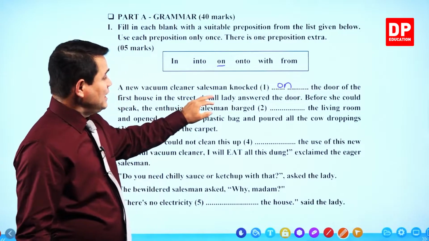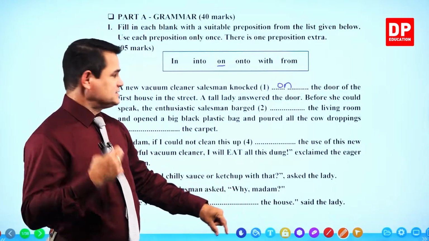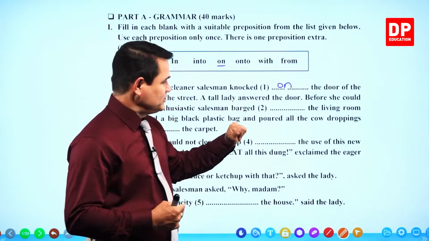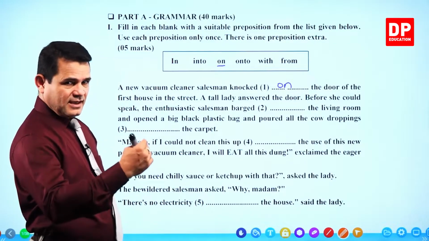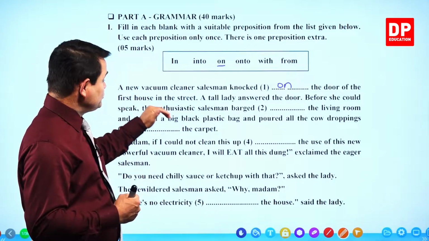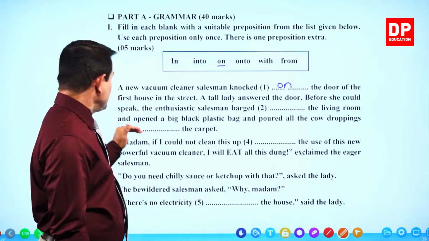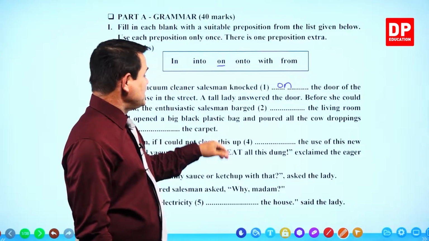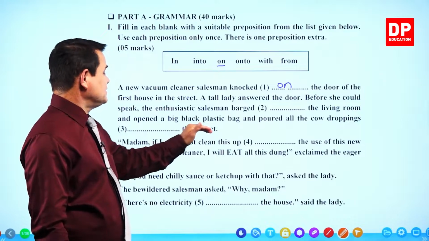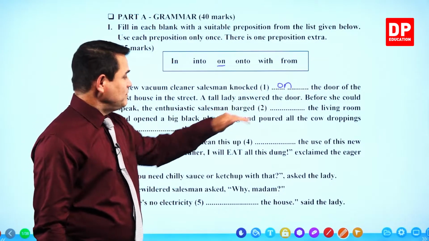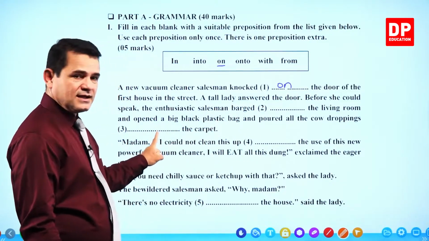A tall lady answered the door. So when he knocked on the door, a tall lady answered. ලොකු උස කෙනෙක් ඇවිල්ලා answer කරාලු. Before she could speak, එයා කතා කරන්න කලින් the enthusiastic salesman barged blank the living room and opened a big black plastic bag and poured all the cow droppings blank the carpet. You see two blanks in one long sentence. දිග වාක්‍යයක එතකොට තැන් දෙකක් තියෙනවා.